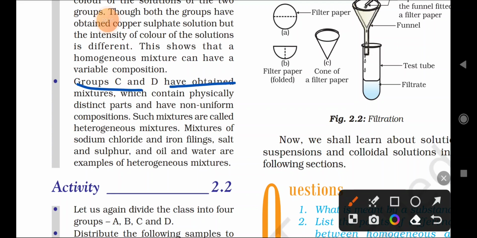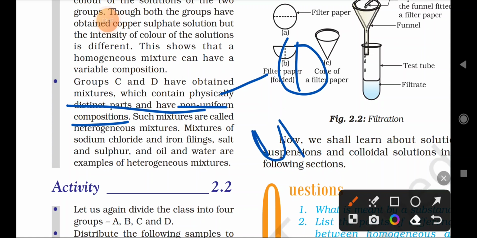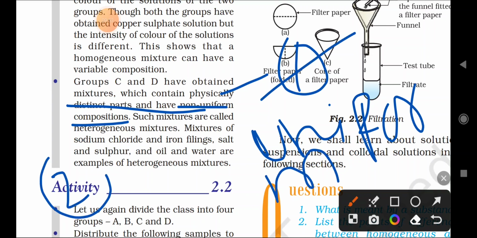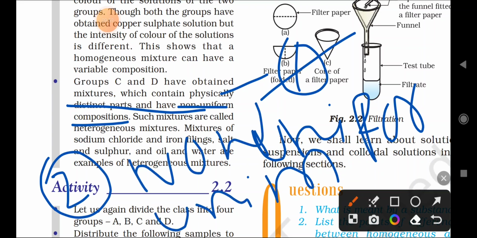Groups C and D have obtained mixtures which contain physically distinct parts. Distinct means we can easily differentiate. Non-uniform composition, that is called what? The mixture which has a non-uniform composition is called a heterogeneous mixture. Remember that. What is a homogeneous mixture? The mixture which has a uniform composition is called a homogeneous mixture. What is a heterogeneous mixture? The mixture which has a non-uniform composition is called a heterogeneous mixture.